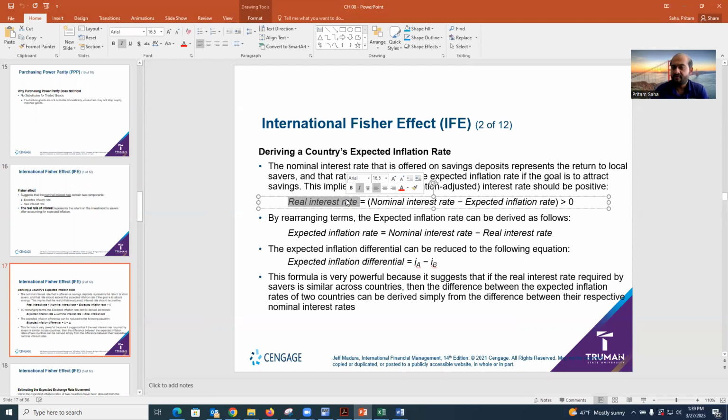And now we are deriving, and we already showed that the expected inflation differential is basically a function of the nominal interest rate differential of these two countries, let's say country A and B. Now this is basically the assumptions of the international Fisher effect. Now we'll move on to examine what should be the impact of these assumptions on the exchange rate.